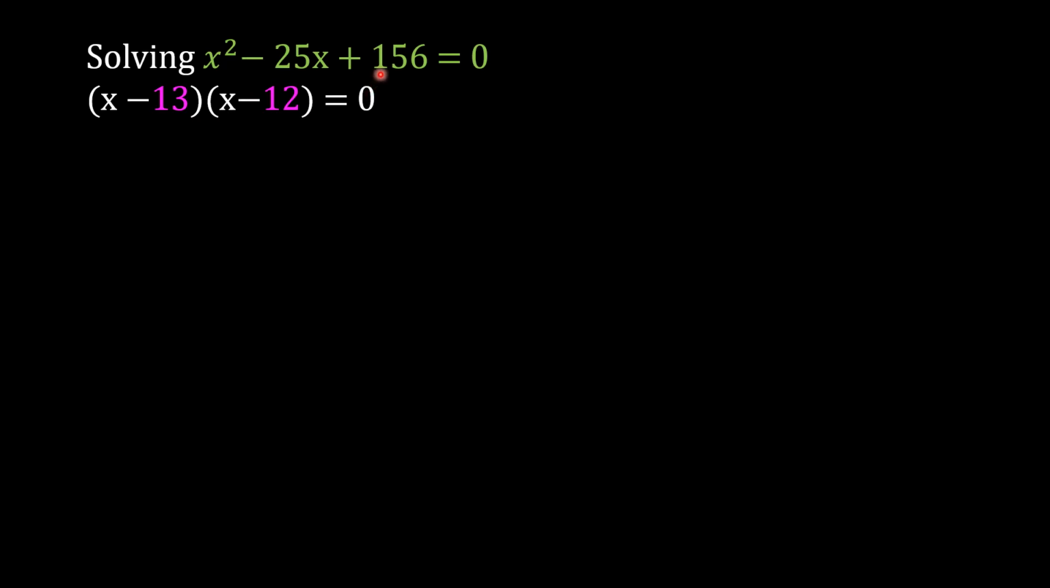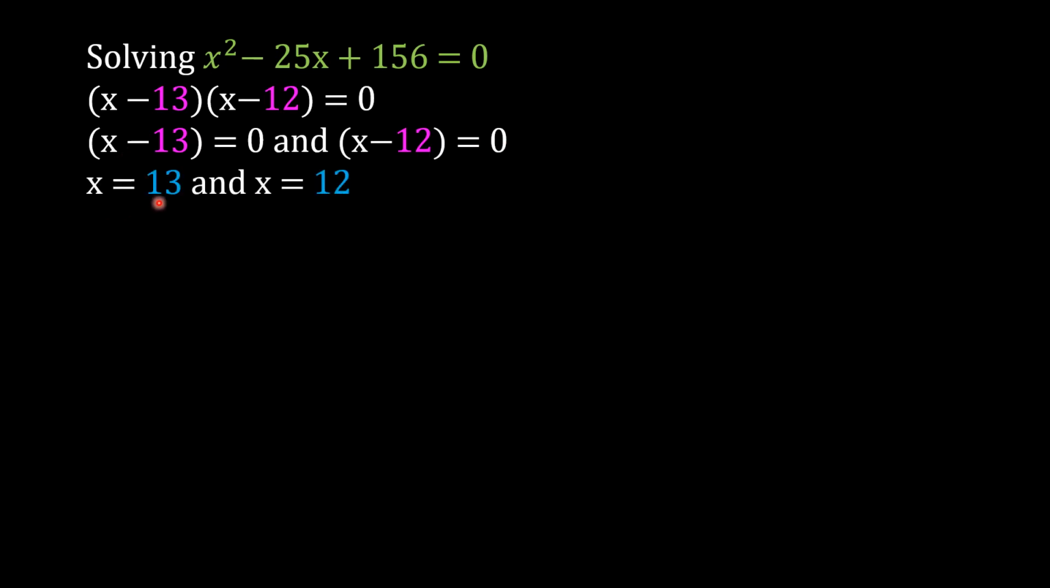We will find two factors of 156 such that their sum will be minus 25. So two such factors are minus 13 and minus 12, and the sum of minus 13 and minus 12 is minus 25, and minus 13 multiplied by minus 12 is plus 156. Now x minus 13 equals 0 and x minus 12 equals 0. This factor gives us x equals 13 and this factor gives us x equals 12.